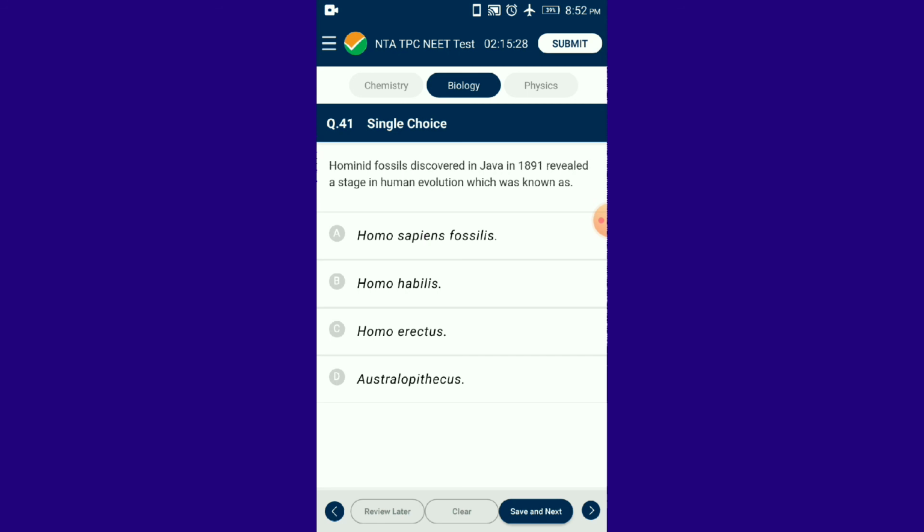Question number 41. Hominid fossils discovered in Java in 1891 revealed a stage in human evolution which was known as Homo erectus. Eugene Dubois in 1891 discovered a fossil in central Java island of Indonesia from Pleistocene rocks. Eugene Dubois named it Pithecanthropus erectus. Pithecanthropus means ape-man. Mayr in 1950 assigned it as Homo erectus. So the answer is option C.